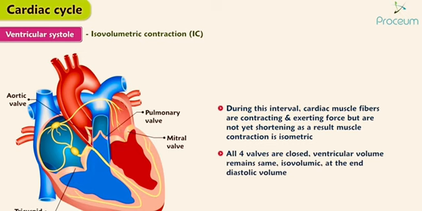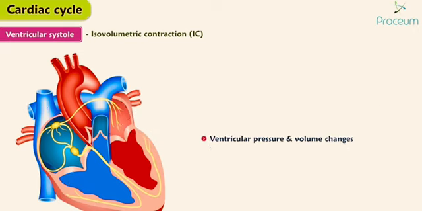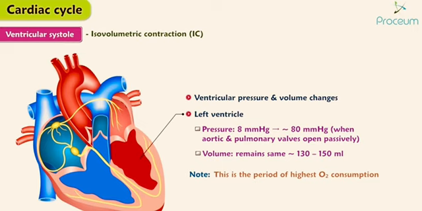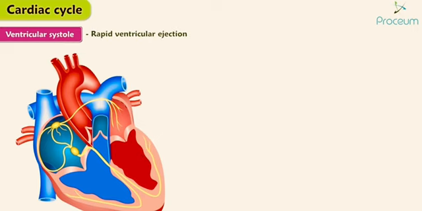What is isometric? We see in the diagram the mitral valve and tricuspid valve, and all four valves are closed: pulmonary valve, aortic valve, tricuspid and bicuspid. Ventricle pressure and volume changes are seen in isovolumic contraction when the pressure is at 8 mmHg and 80 mmHg, when the aortic and pulmonary valves open passively. Passively means there is no need of ATP, whereas an active process needs ATP. The volume remains the same, 130 ml to 150 ml. Note, this is the period of ejection.